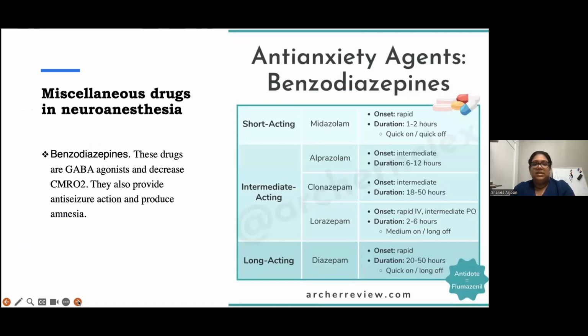So the miscellaneous drugs in neuroanesthesia, we just make mention of the benzodiazepines. These drugs are GABA agonists, and they decrease the cerebral metabolic rate of oxygen. They also provide anti-seizure action and produce amnesia.